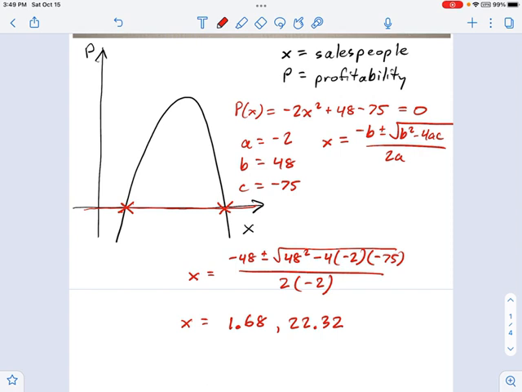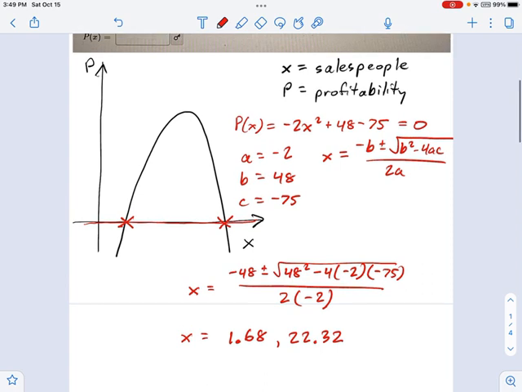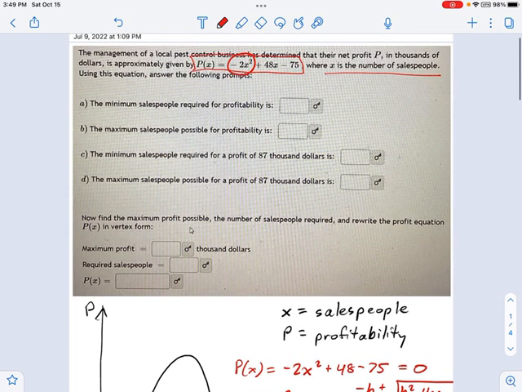Now, the question is, how many employees does it take to hit profitability? You can't hire 1.6. Well, I guess you could if you hired a part-time employee, but I'm asking whole numbers here. As a whole number of employees, you see this has to be 2 employees for a minimum number right here, and the maximum number of employees you can sustain is 22, because once you go over 22, your profitability dips down below 0 again. So that's how you go about this problem.